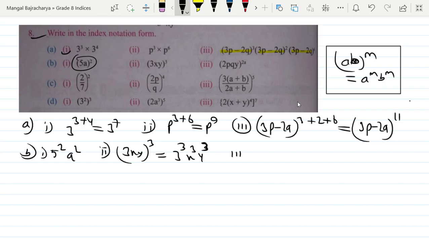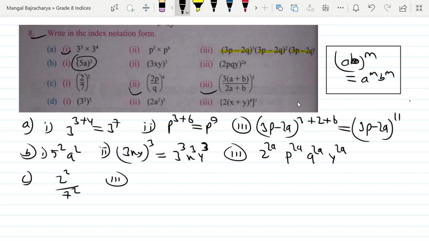And now in number 3, 2pqy whole power 2a. So 2 power 2a, p power 2a and q power 2a, then at last y power 2a. And now in number C, there is 2 by 7 whole power 2. So 2 power 2 and 7 power 2 is this. So the second and third you can also open in the same way. Okay, third number also, here is how it's done.